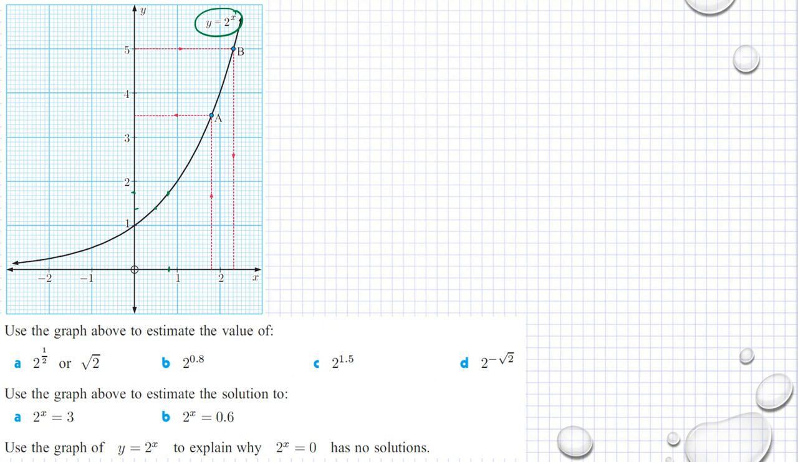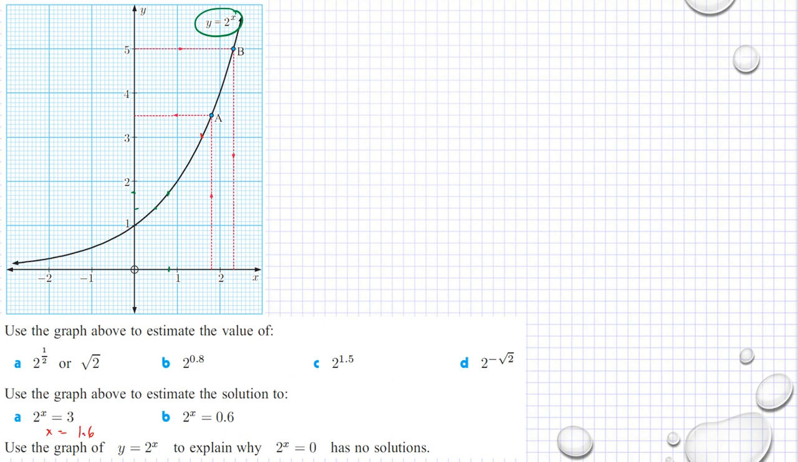Use the graph above to estimate the solution to 2 raised to x is equal to 3. So you need to look at 3, then it's there. I will use red so that you can see 3 here, there. Then it should be 1.1, 2, 3, 4, 5, 6, 1.6. X should be 1.6 here.